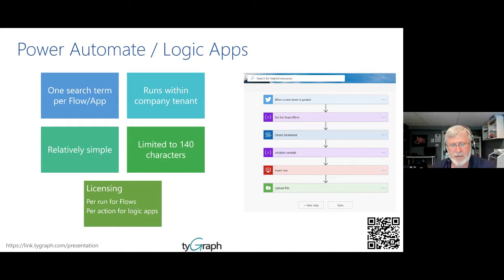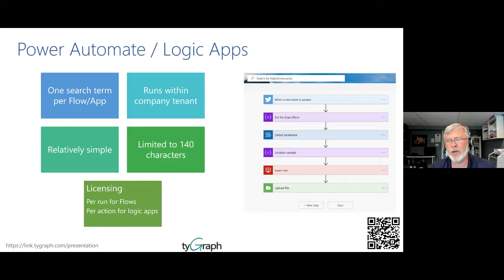The equivalent tools in the Microsoft space are, of course, Power Automate or Logic Apps. The same thing applies, however, from a search term standpoint. Each trigger can only be satisfied by a single option. So again, if you've got 3 terms for one event, you're going to need to build 3 flows in this particular case. It does run within your tenant, however, so that shouldn't raise any concern. It's also relatively simple, but it's more complex.